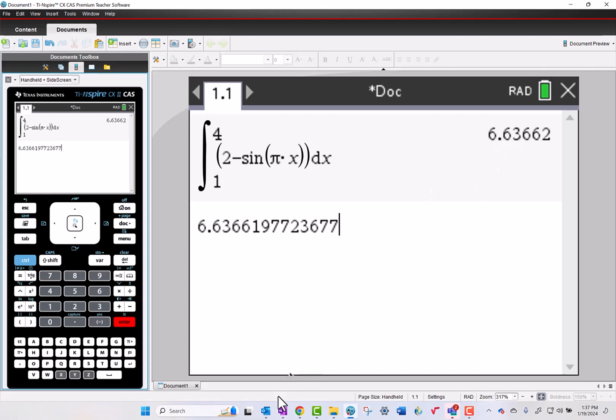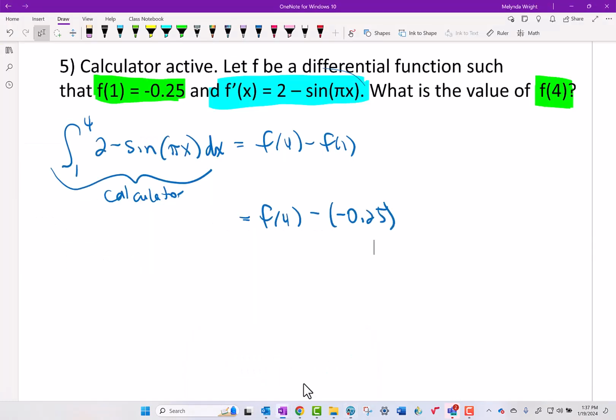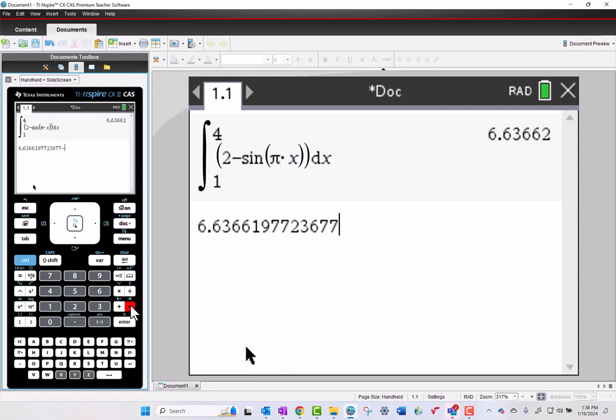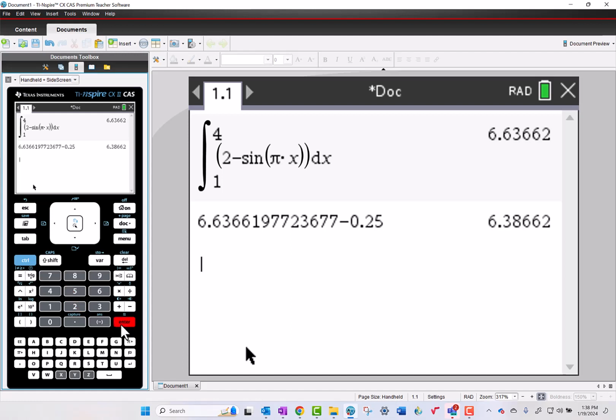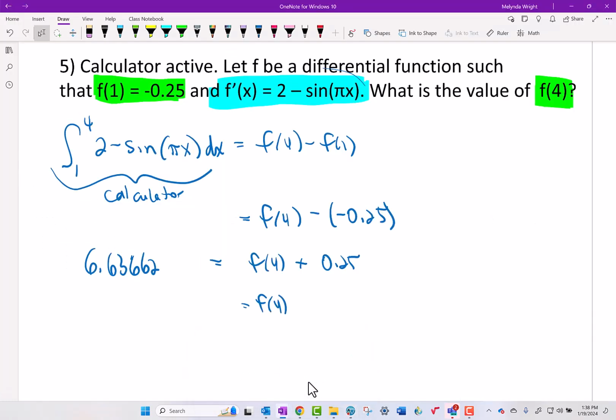6.63662. Okay, so let's go back to our document. And we're going to write, so this was 6.63662 equals f of 4 plus 0.25. So f of 4, what do I want to do? I want to take that number and I want to subtract 0.25 from it. Which we could do with our calculator, right? So calculator, and then I'm going to subtract 0.25 from it. And that gives me 6.38662.